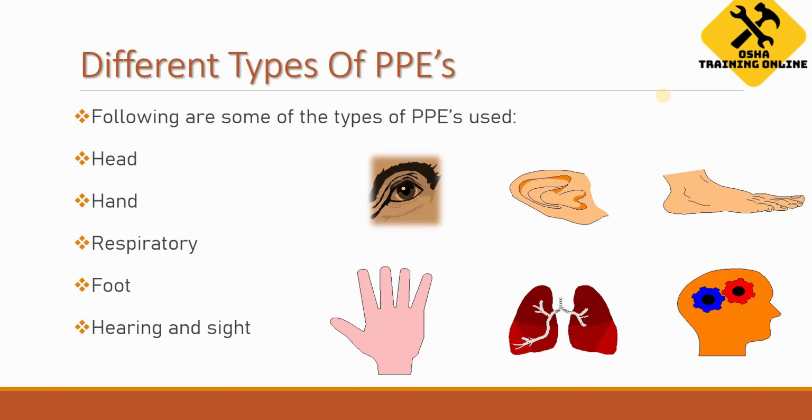There might be PPE used for your feet, your hearing and sight. For example, there might be a situation where there will be noise. There might be a situation which will not be good for your eyes, for example, dust and vapors. So for different parts of the body, different kinds of PPEs can be used. For your ears, muffs can be used. What are muffs? We will see in the next slide.